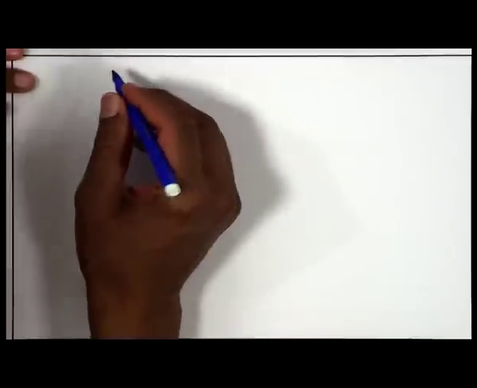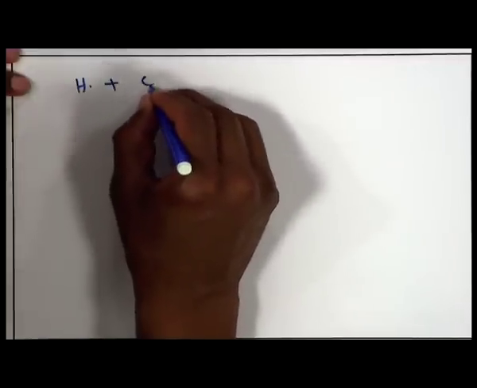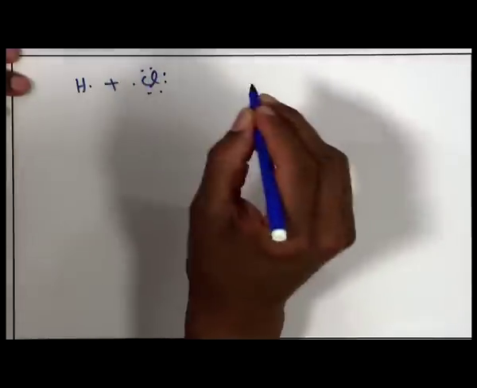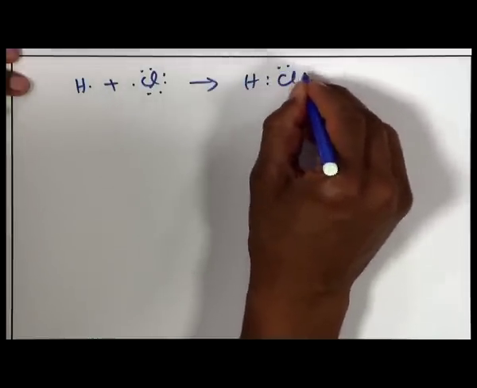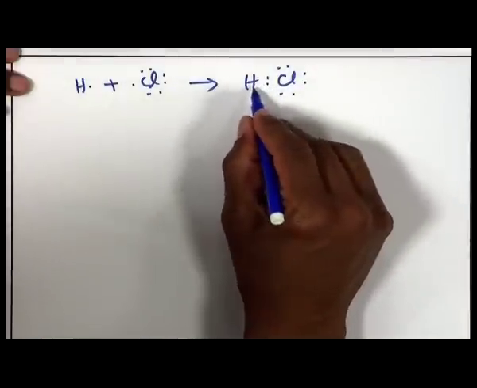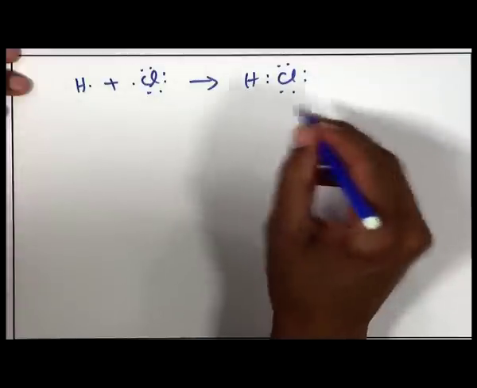Now, this knowledge of overlap is important to understand bonding under the valence bond theory. We are going to a very important concept: how bonds are formed under valence bond theory. For example, a hydrogen atom has one electron, combining with chlorine, which has one unpaired electron. A pair of electrons is shared between the hydrogen atom and the chlorine atom, and a single bond is formed, called a covalent bond or sigma bond.